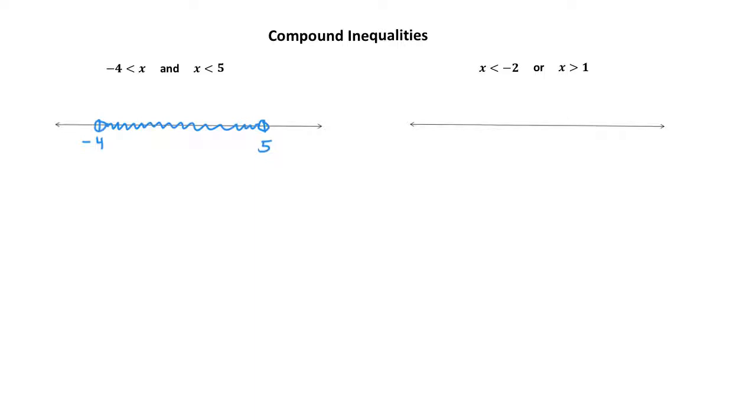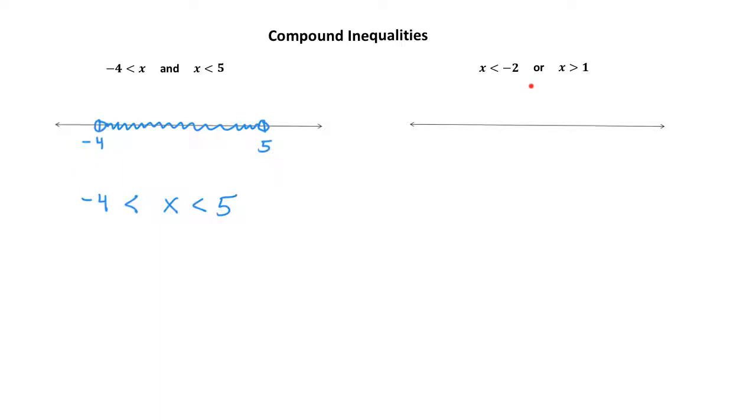Furthermore, when we're dealing with just an "and" compound inequality, we can condense this into one concise statement: negative 4 is less than x is less than 5. It's customary to put it into just one statement that appears here.